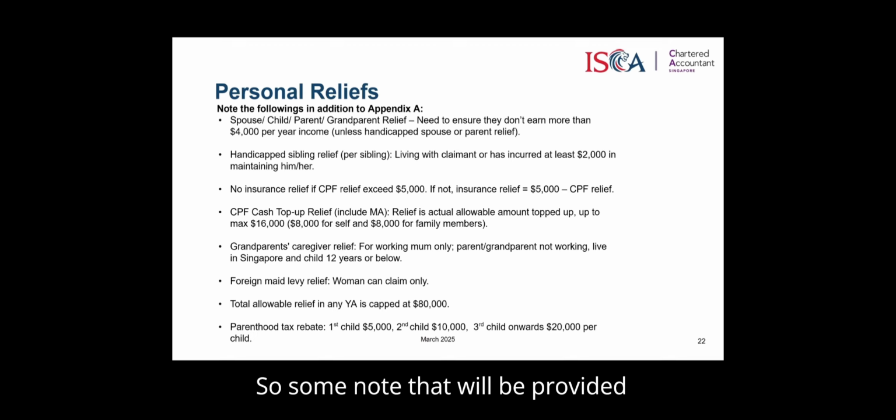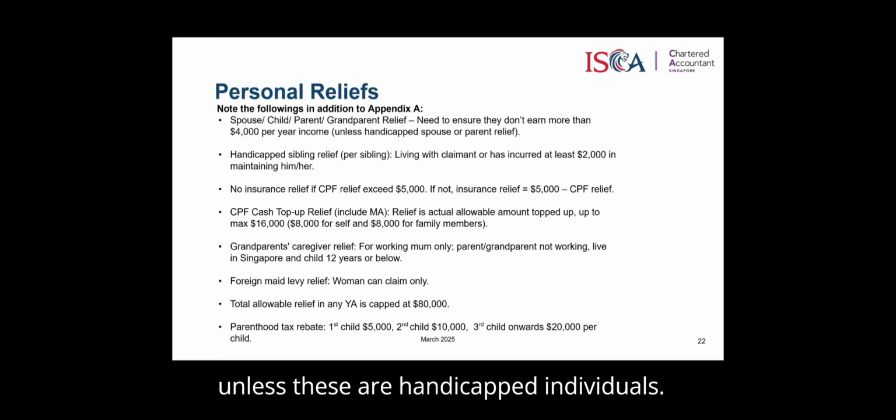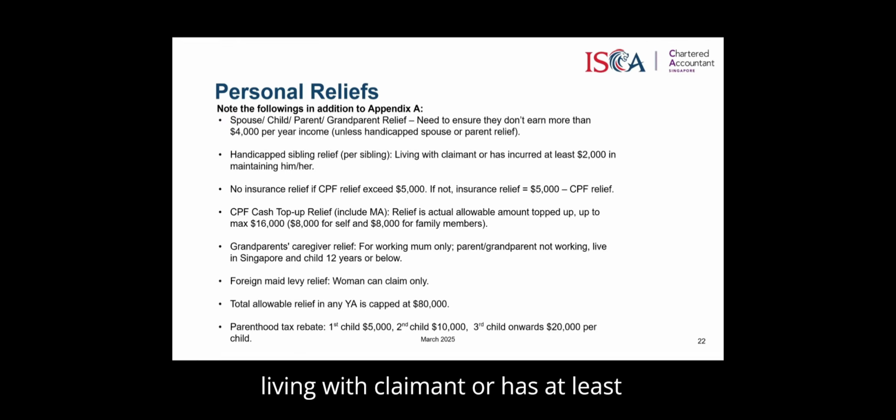So some notes that you should take in addition to Appendix A. For spouse, child, parent, and grandparent related relief, there is a need to ensure that the individuals do not earn more than 4,000 per income year, unless they are handicapped individuals. For handicapped sibling relief, the sibling must be living with the claimant, or the claimant must have incurred at least 2,000 in maintaining the handicapped sibling if the claimant is not living with the handicapped sibling.